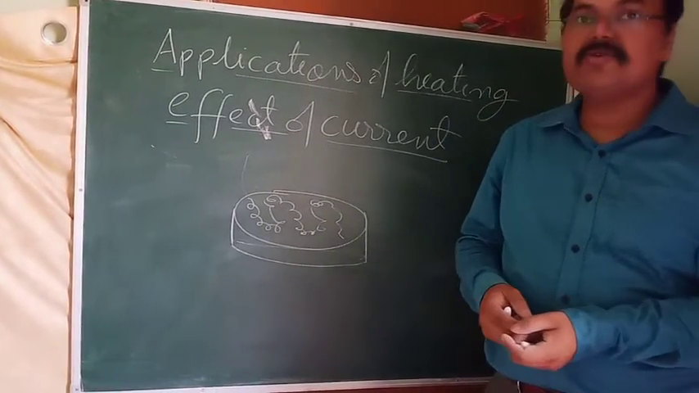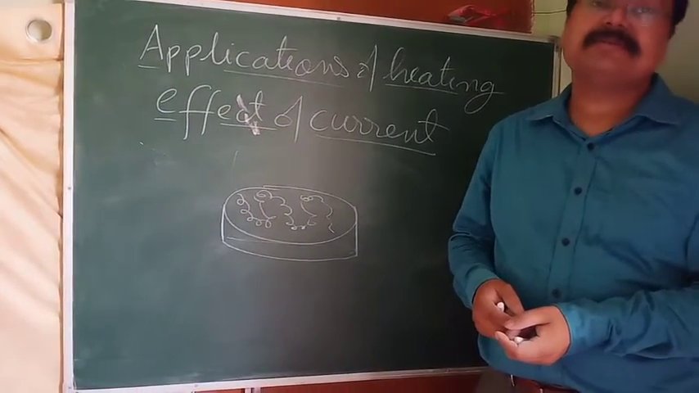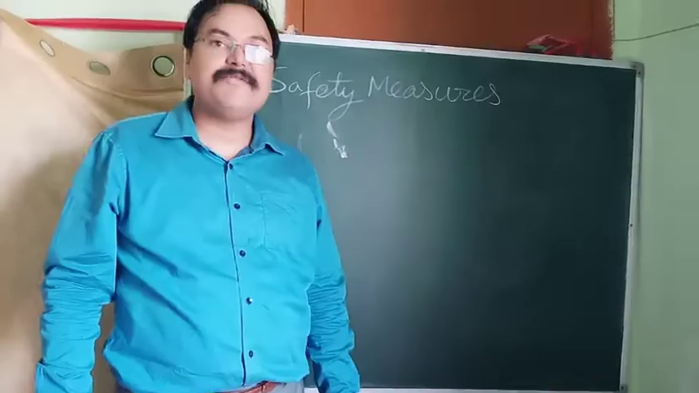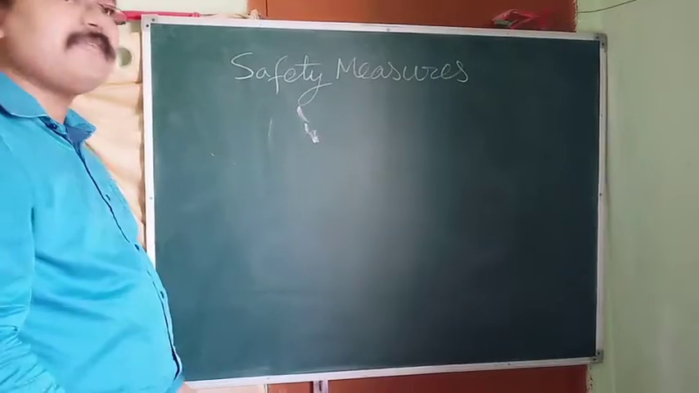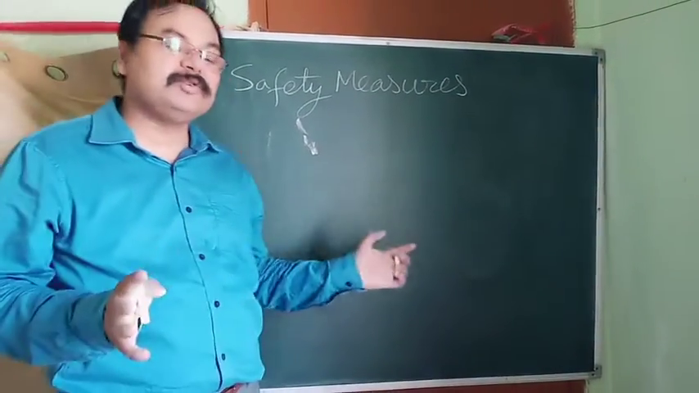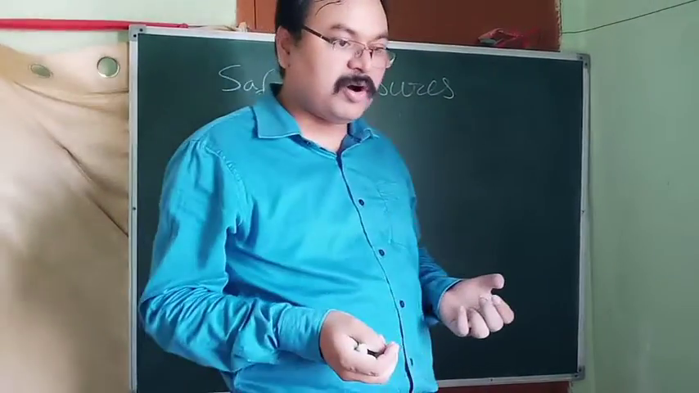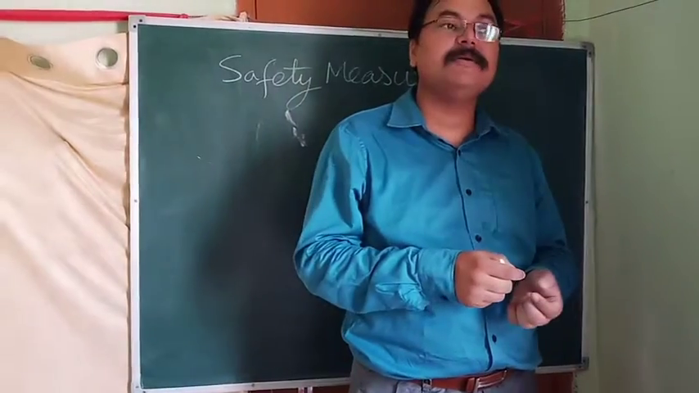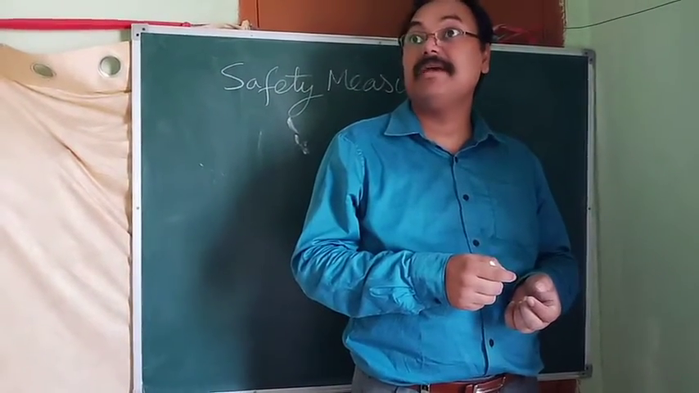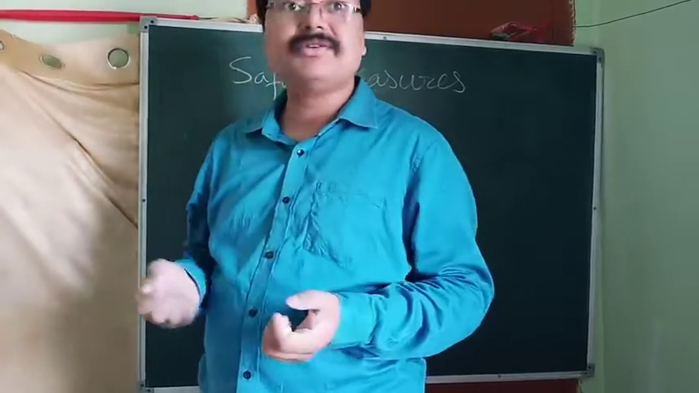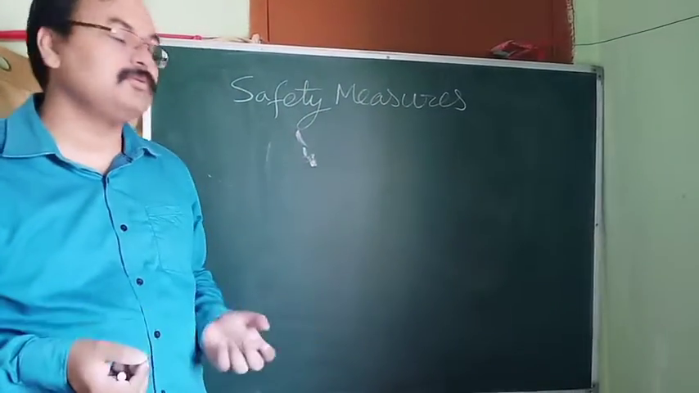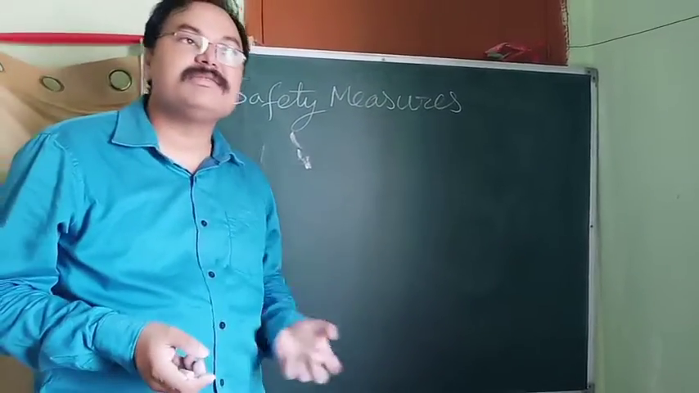Now after this we will go to some safety measures. So next is safety measures. Among the safety measures, we know that electricity gives shock, and people also die when they come in contact with electricity. So it is very dangerous and also very useful, as we know. So what safety measures must we take?